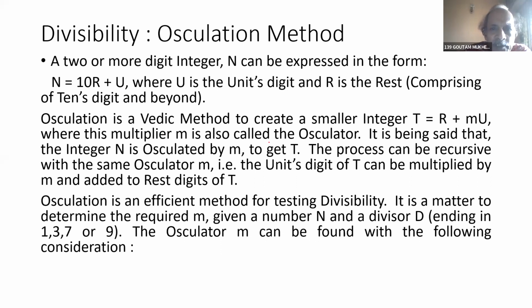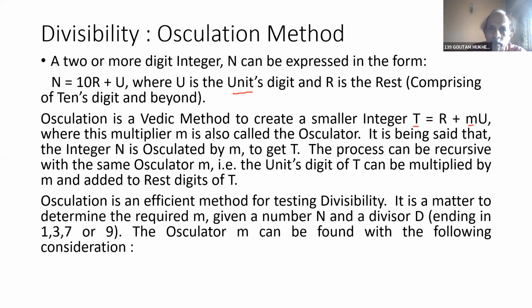Then oscillation is a method to create a smaller integer, which is the test integer. I put it as T, test integer, which is of the form: rest digits plus that multiplier, which is called the oscillator, times the unit digit. So obviously it will be smaller.